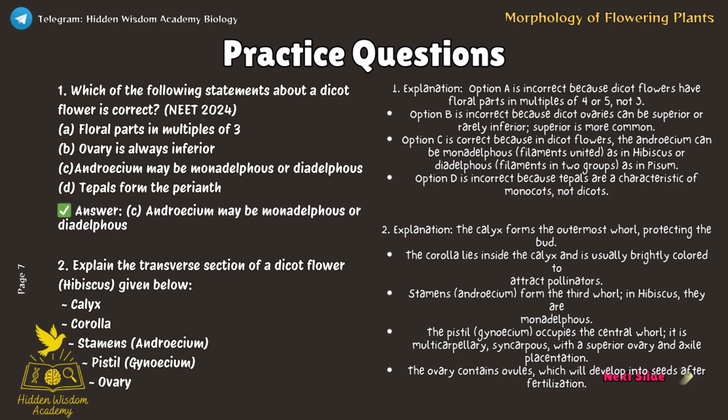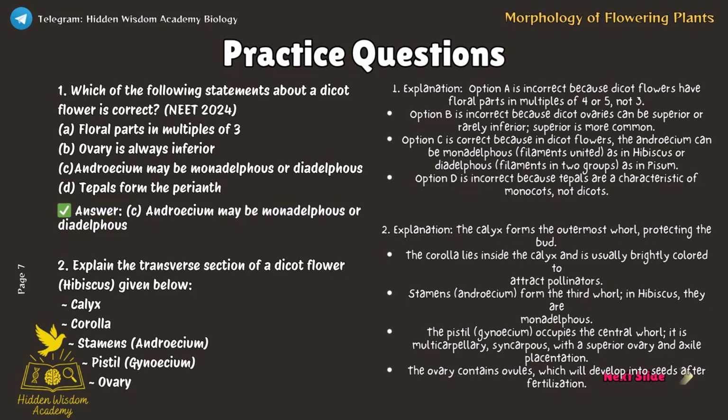Now, let's move to question 2. Explain the transverse section of a dicot flower, hibiscus, given below. 1. Calyx. 2. Corolla. 3. Stamens, androecium. 4. Pistil, gynoecium. 5. Ovary. Explanation. For a transverse section of a dicot flower like hibiscus, start from the outside.